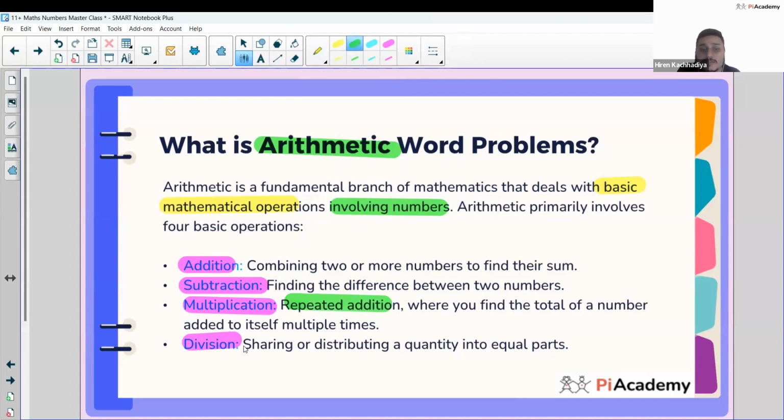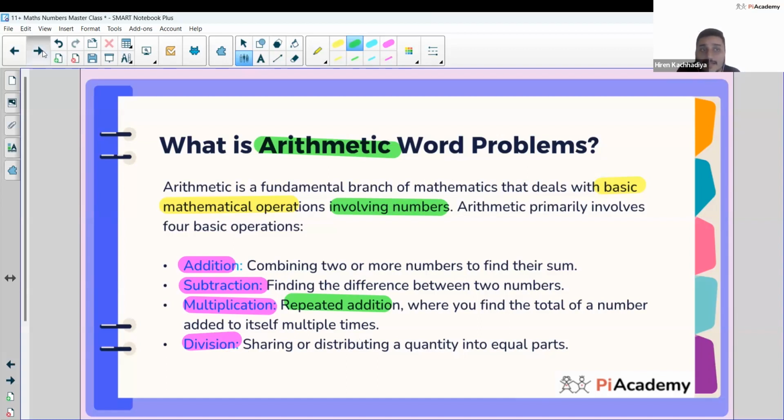And division: for example, when you are dividing any given amount between 2 or more friends, words like sharing and distributing are used. Wherever we have sharing and distributing of a quantity into equal parts, we have to use division. So we can move on.